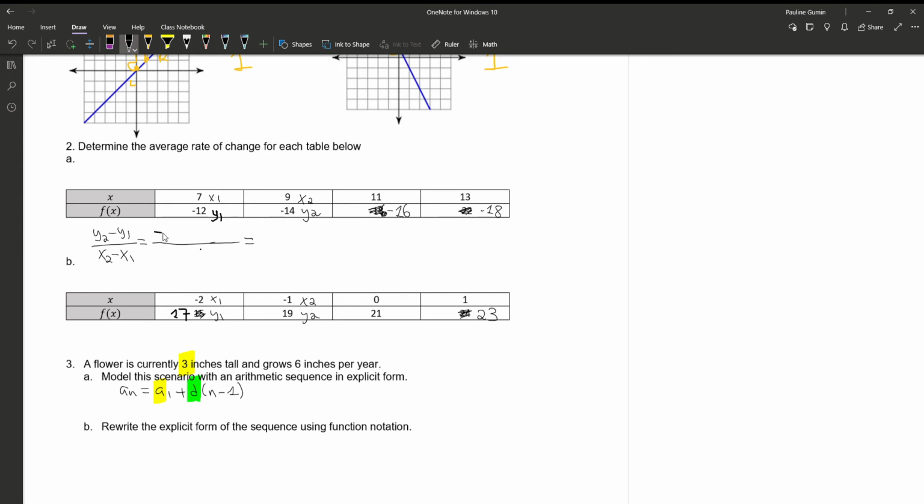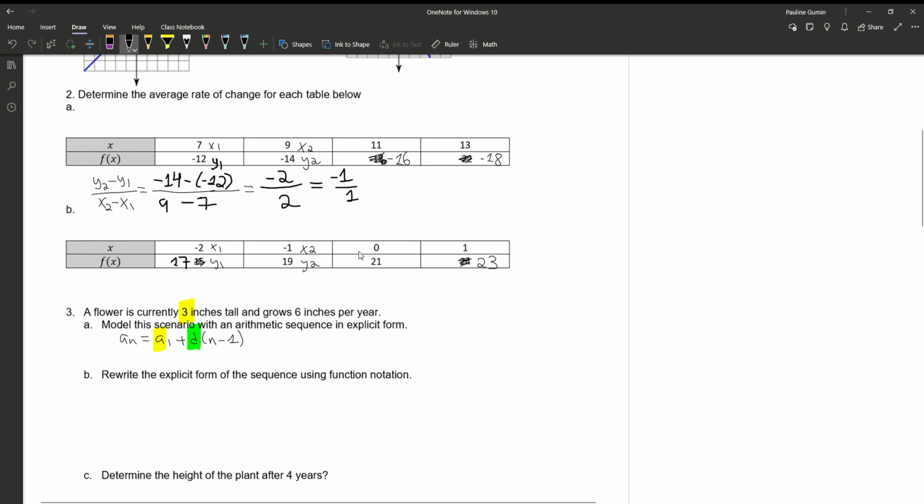My y2 is -14 minus my y1, which is -12. x2 is 9, x1 is 7. -14 minus -12 is -2. 9 minus 7 is +2, which I can reduce to -1 over 1.